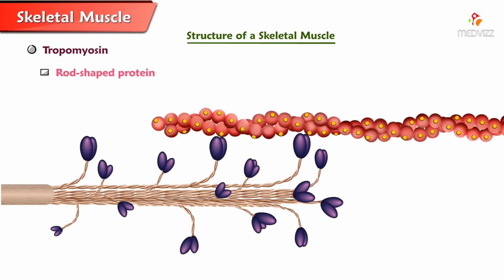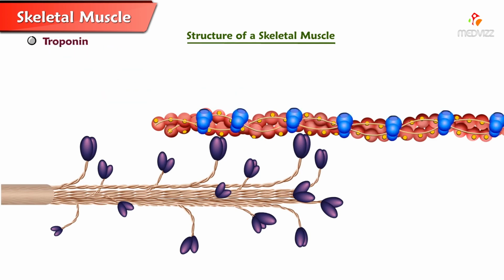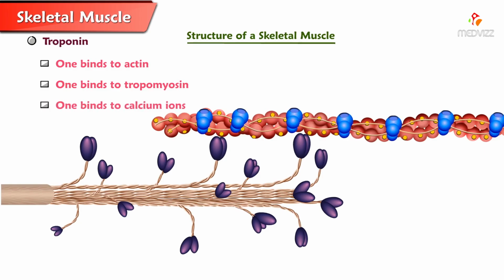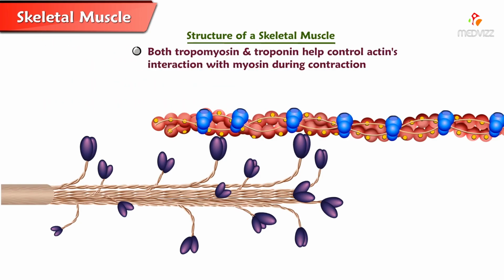Tropomyosin is the rod-shaped protein spiraling around the backbone of actin to stabilize it. Troponin is a complex of polypeptides: one binds to actin, one binds to tropomyosin, and one binds to calcium ions. Both tropomyosin and troponin help control actin's interaction with myosin during contraction.